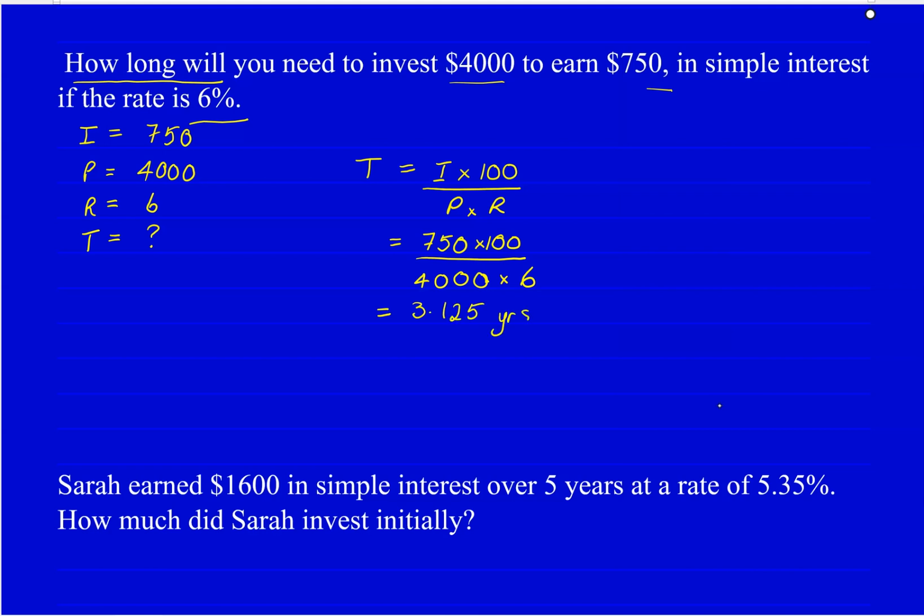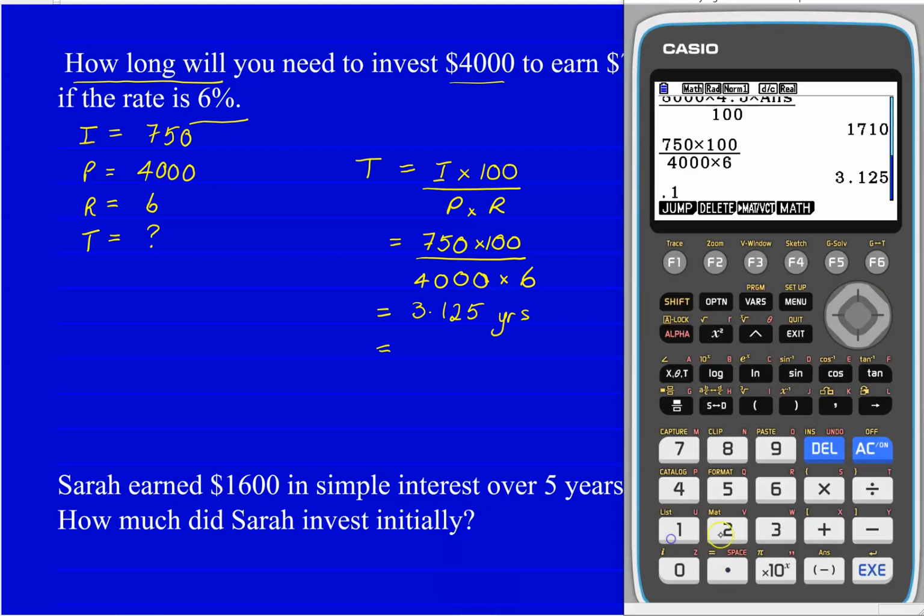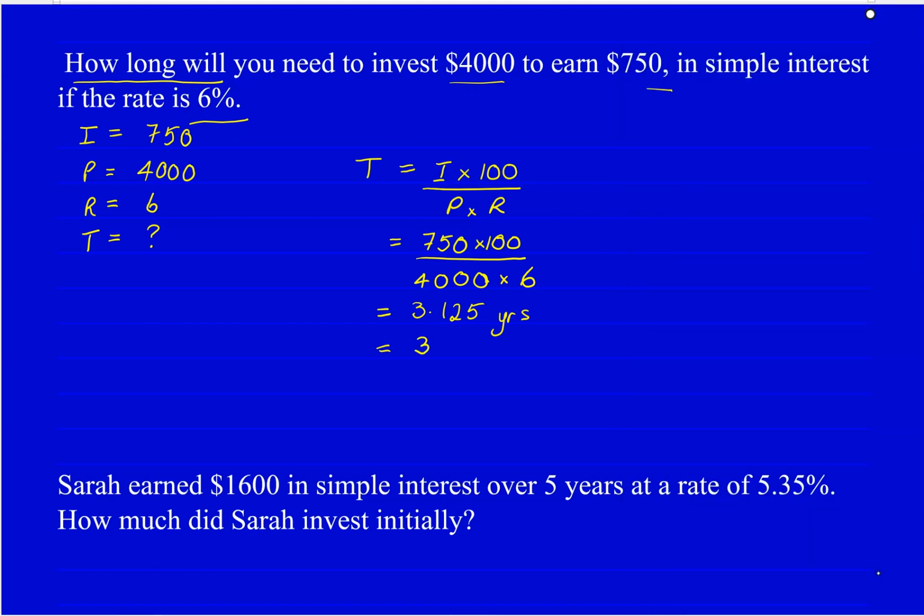That's years. If the question wants it to be in years and months, we will say 0.125 times 12, because there's 12 months in a year, so that's 1.5 months. So it's 3 years and 1.5 months. Always remember, pop your units in.